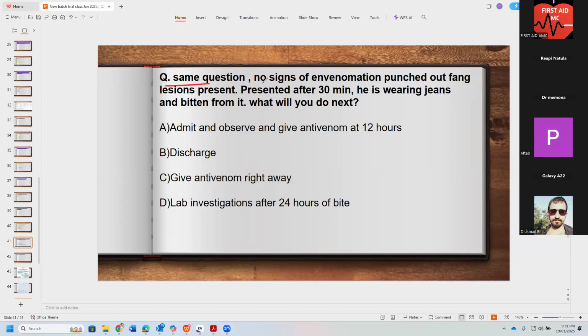Same question. No signs of envenomation, but punched out fang lesions are present. Presented after 30 minutes, he is wearing jeans and there are signs of bite marks from it. What will you do next? Option A: admit, observe, and give antivenom at 12 hours. Option C: discharge, antivenom right away. Option D: lab investigation after 24 hours of the bite.